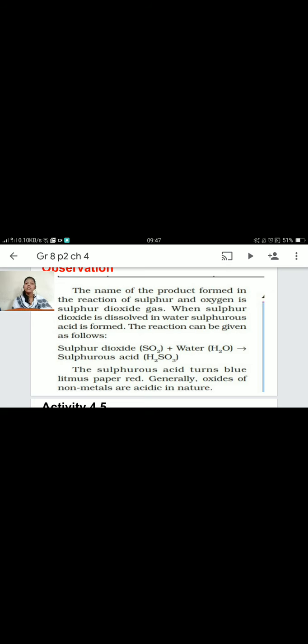And what will be the color change? You will observe it in your litmus papers. Sulfurous acid turns blue litmus red, because we are forming an acid. So which litmus paper will show the change? Blue litmus paper will change into red. And what is our conclusion? Oxides of non-metals are acidic in nature. Our first observation from the first reaction was that oxides of metals are basic in nature, and oxides of non-metals are acidic in nature.